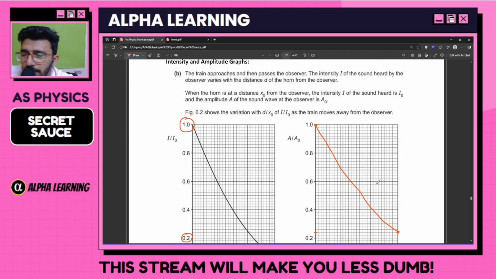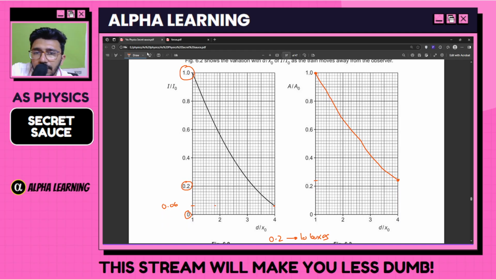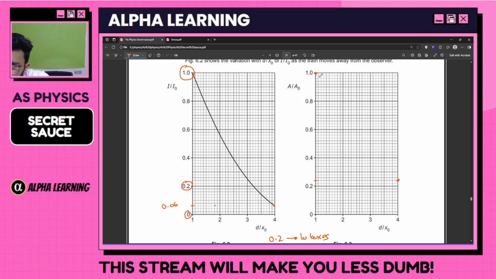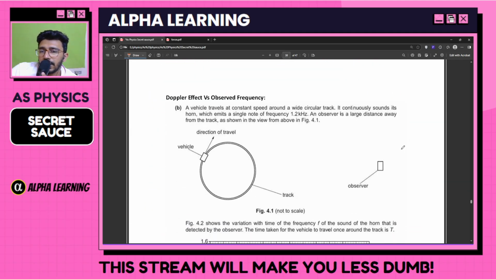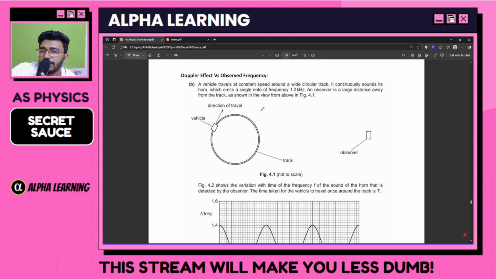Somewhat like this. Inverse proportionality always has a curve. Inverse proportional relationships always have a curve, so you draw a curve somewhat like this. My drawing is pathetic. I hate my drawing. Somewhat like this, you draw a curve. Okay, then you have the graph of Doppler effect versus observed frequency.